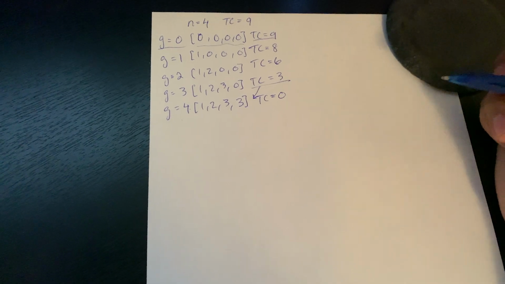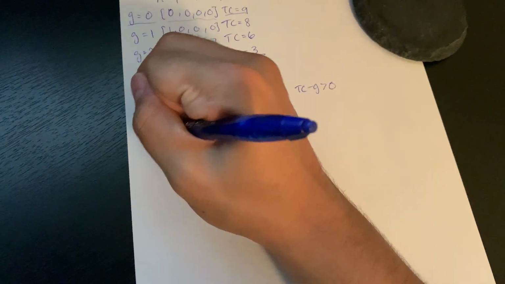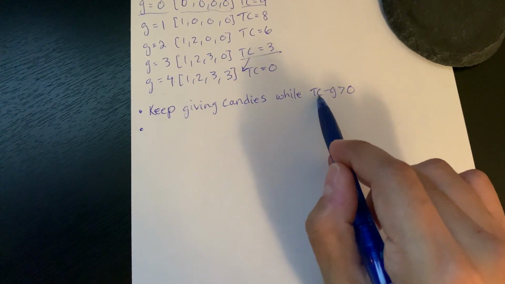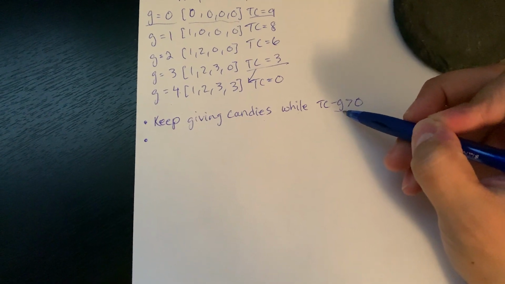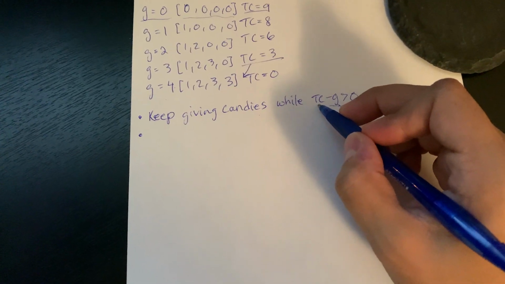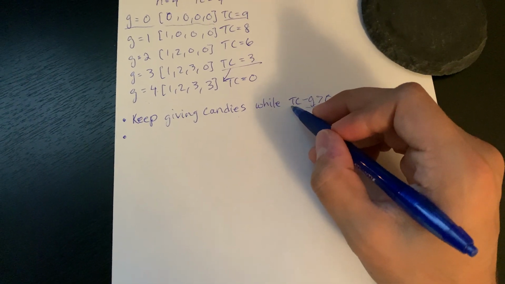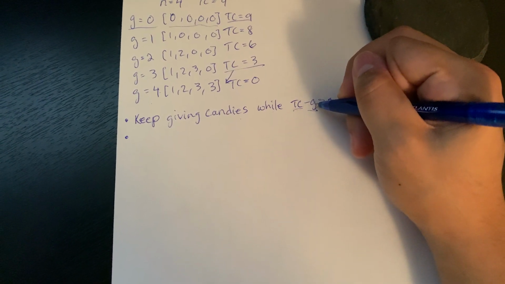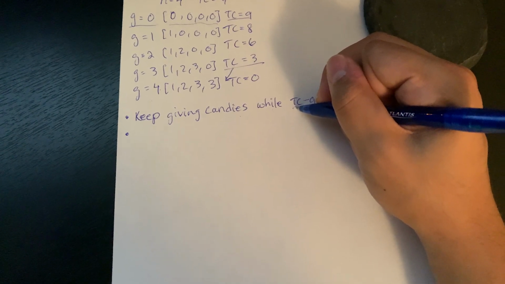So let me put in writing the logic that I'm going to be using. The main idea here is we're going to keep giving candies while our total candies minus our given is greater than 0. In other words, keep giving candies as long as the amount that we're trying to give doesn't turn our total candies negative. Let me repeat that. Keep giving candies as long as our total candies doesn't go below 0, because we're not able to give negative candies, right? If we do get to a point where the amount that we're trying to give is more than the amount that we have, what are we going to do?